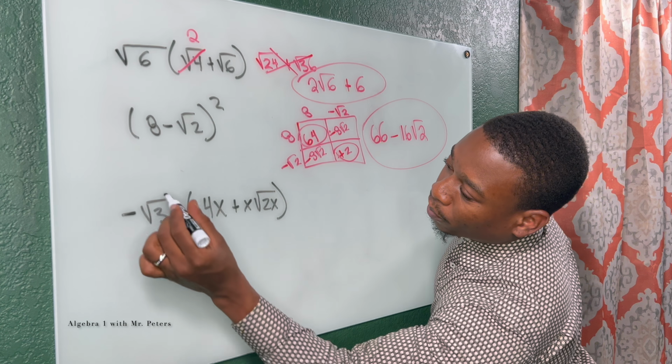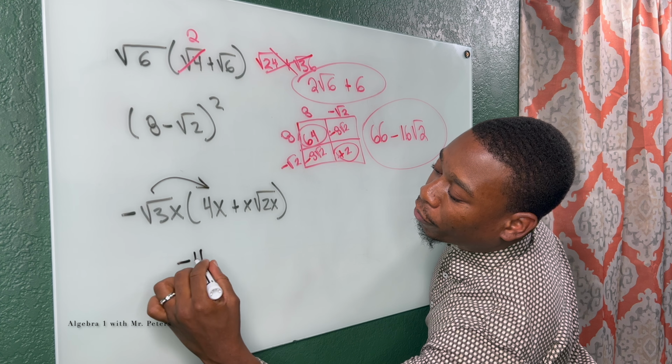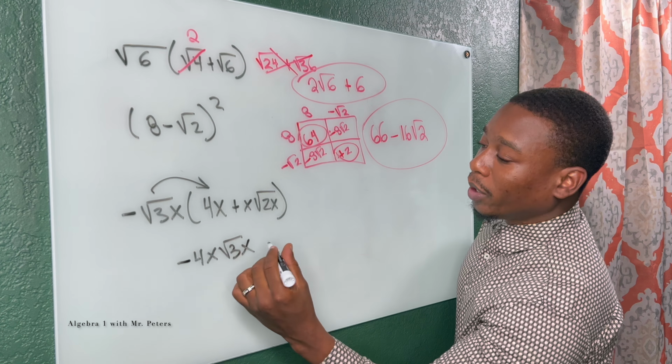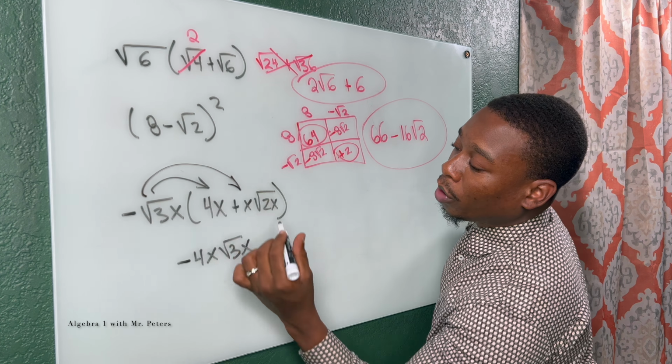So once we distribute, we have negative 4x times radical 3x. Distribute again, we're going to have, oops, not plus, I'm sorry, minus x times radical 6x squared. Now what happens is x comes out, and once we rewrite this, we're going to have negative 4x times radical 3x minus x squared times radical 6. So this will be our final answer.